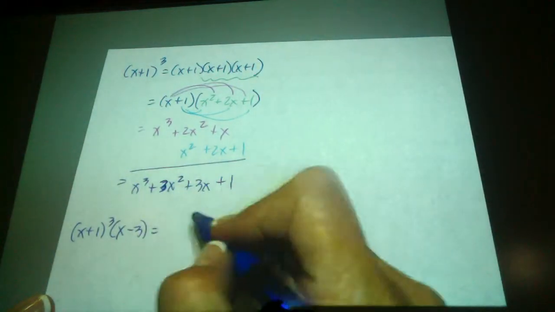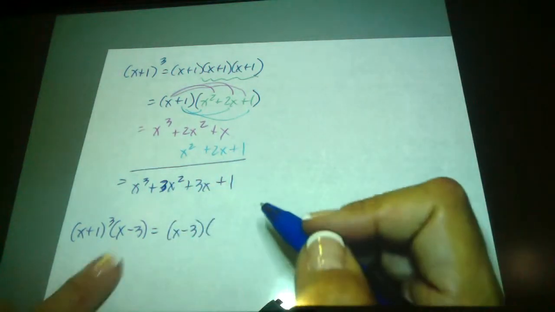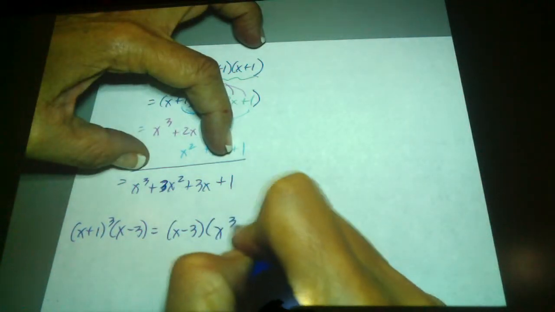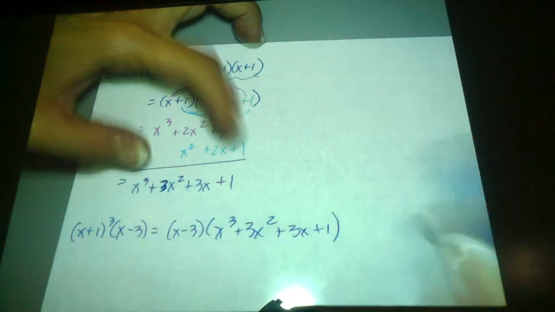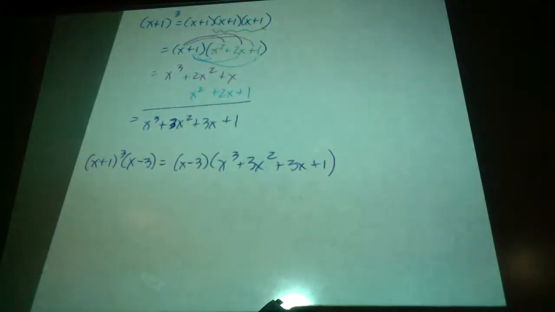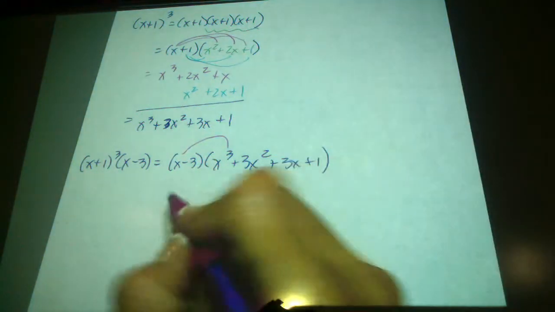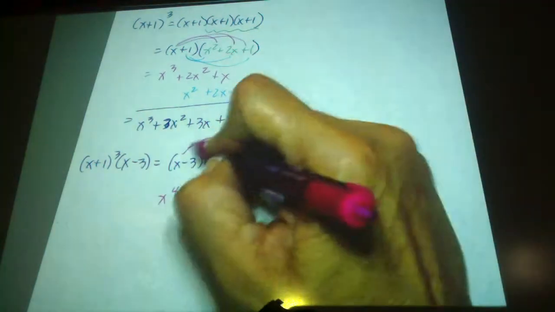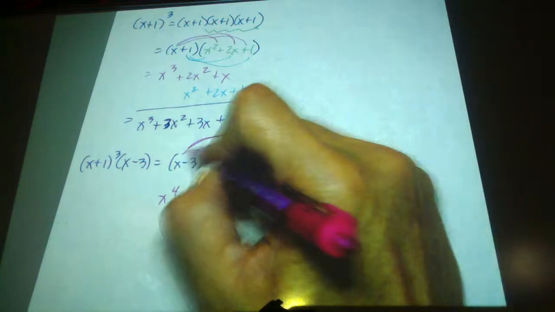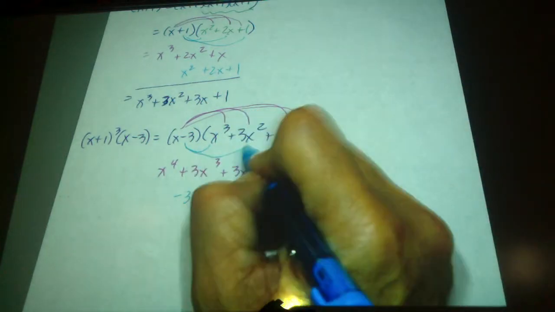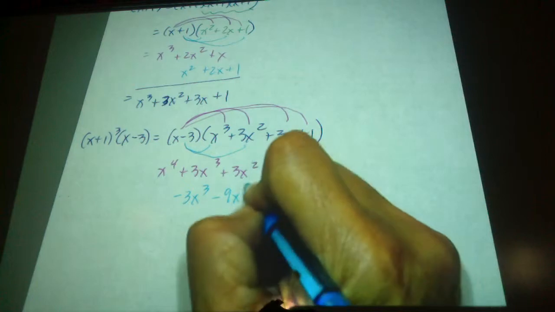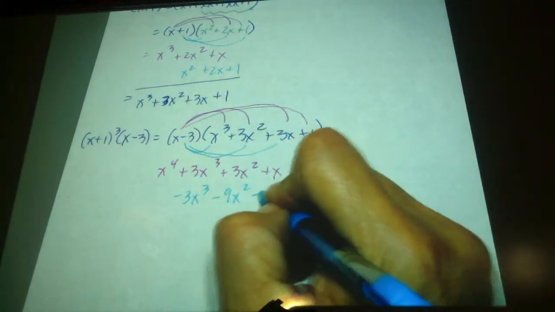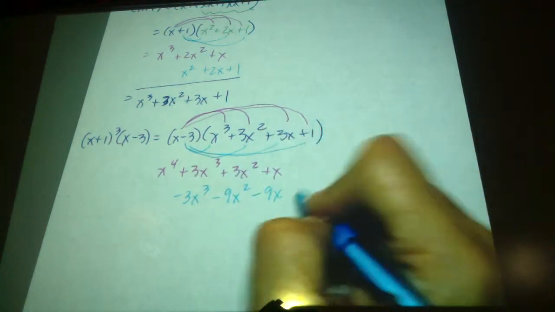So I'm going to put the x minus 3 first because I don't like having it again. We're going to take the x minus 3, and we're replacing x plus 1 cubed with what we just found: x cubed plus 3x squared plus 3x plus 1. So we get to distribute again. I'm just going to multiply the x through. x times x cubed, x to the 4th. x times 3x squared, plus 3x cubed. x times 3x, plus 3x squared. x times 1 is x. Then distribute your negative 3. Negative 3 times x cubed, negative 3x cubed. Negative 3 times 3x squared, negative 9x squared. Negative 3 times 3x, negative 9x, and negative 3 times 1, negative 3.